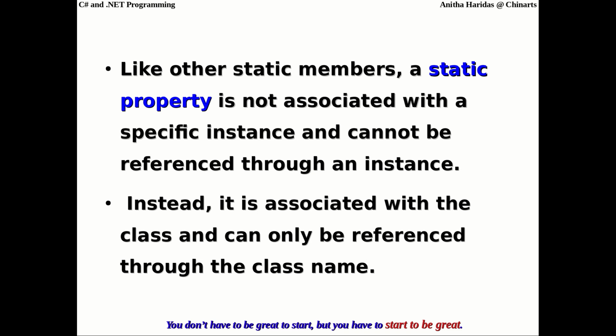We have also seen the features of properties, and some suitable examples of how properties are managed in your C# programming. Thank you for watching.